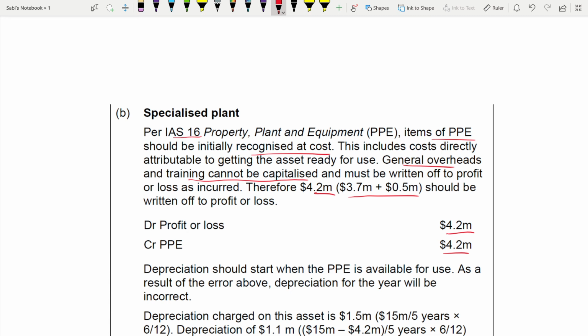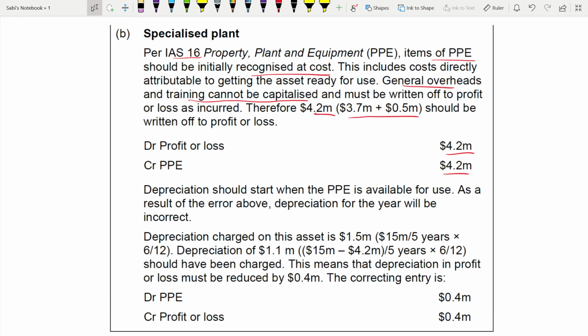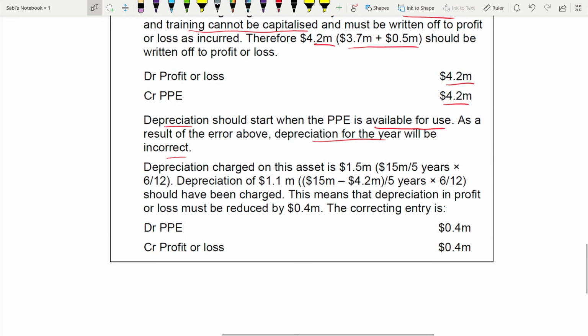So here depreciation will start. When will depreciation start? That's another thing. Whenever it's a plant under construction, you have to see when it is available for use. From that day onwards only depreciation will come, not from the day when you're starting construction. So depreciation for the year also will be incorrect. You have to correct it. How much will be the depreciation?